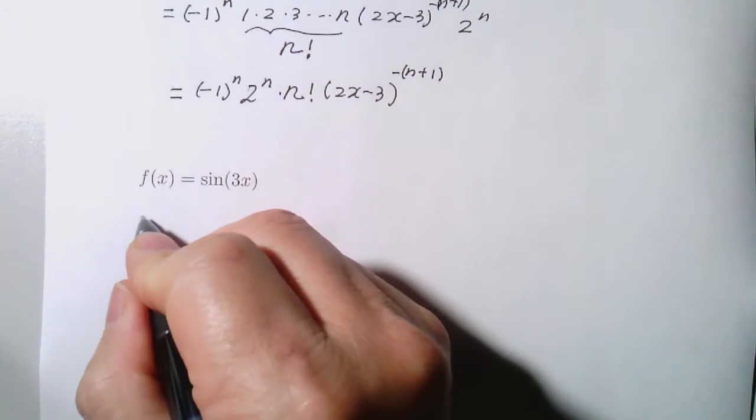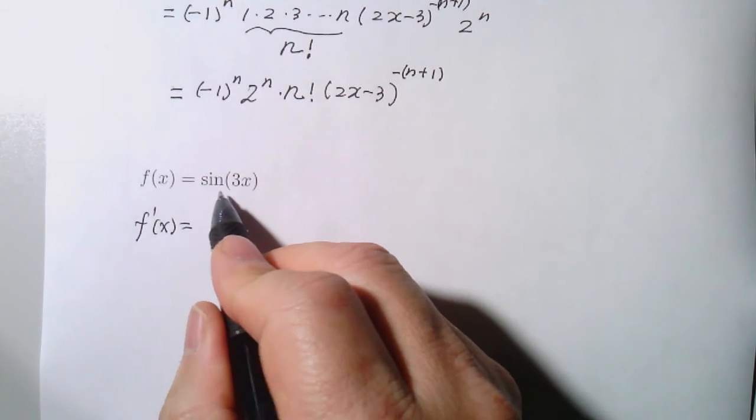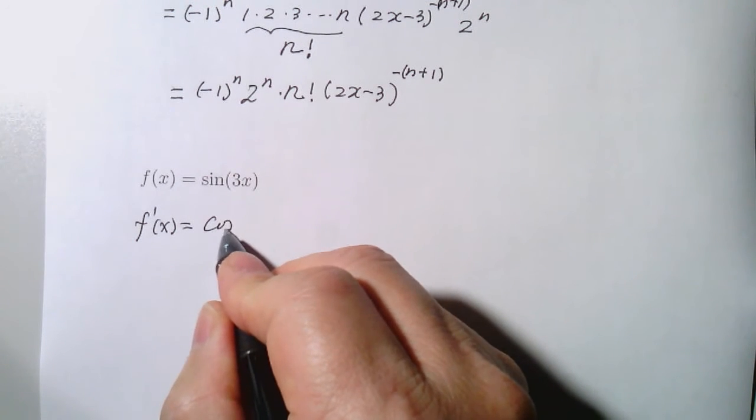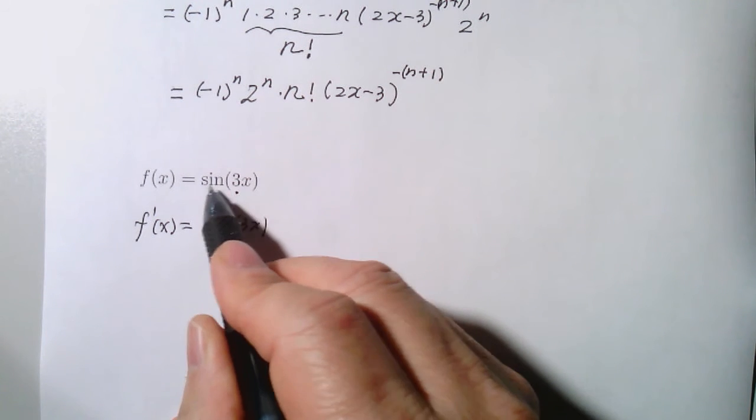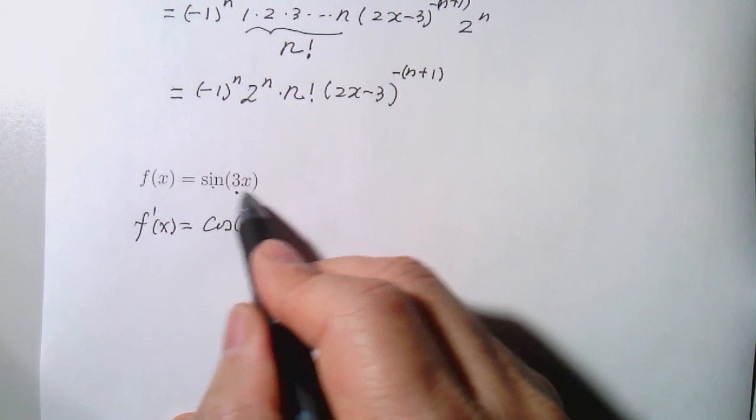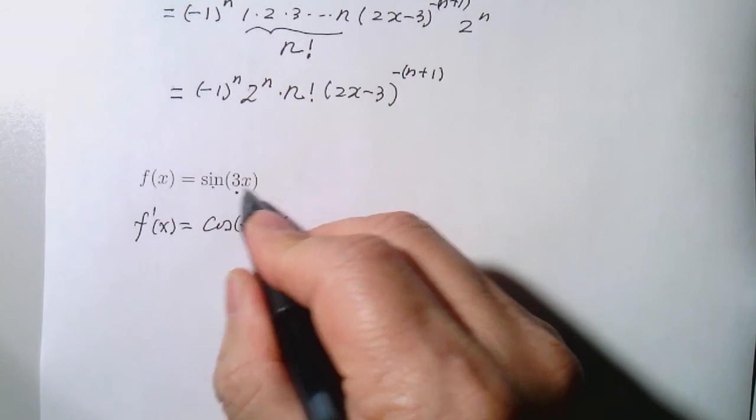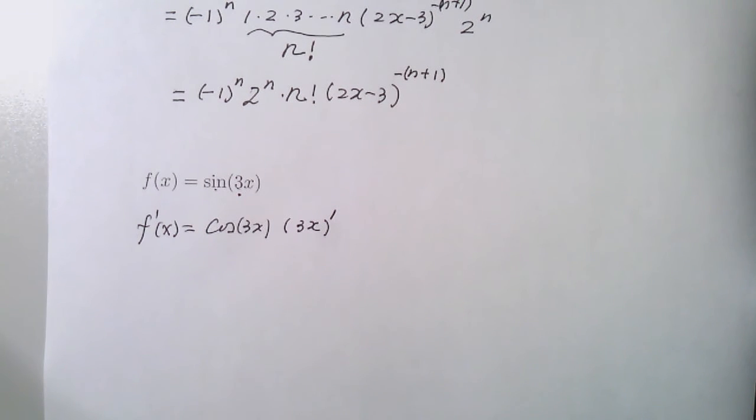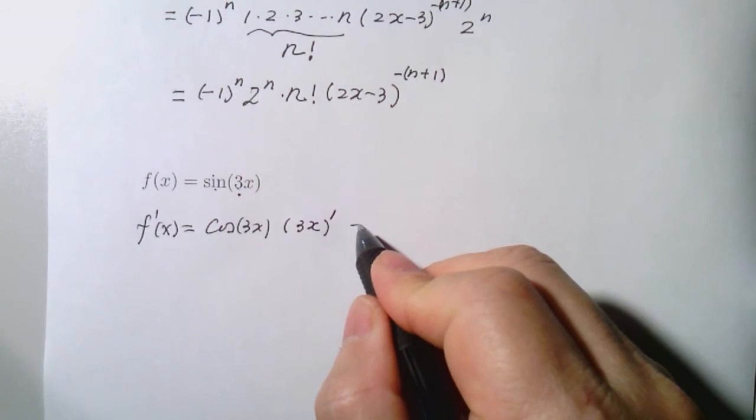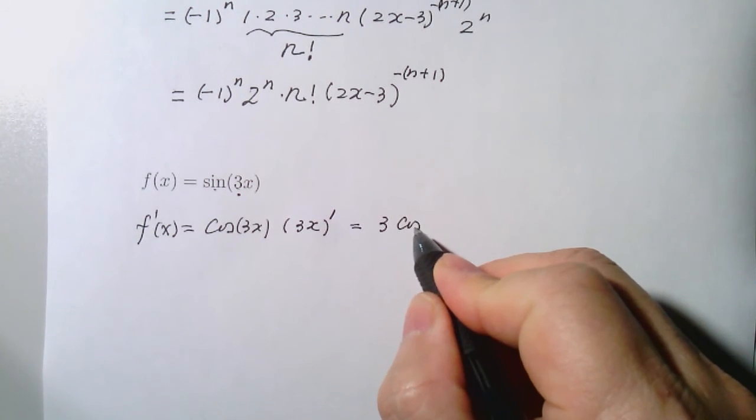The first derivative of f(x) equals sine's derivative, which is cosine 3x. And remember here, since the argument of the sine is 3x, not x, you have to multiply by the inside derivative according to the chain rule. So that gives us 3 cosine 3x.